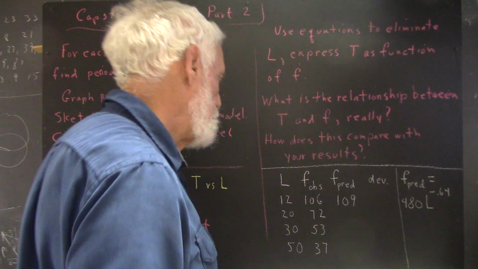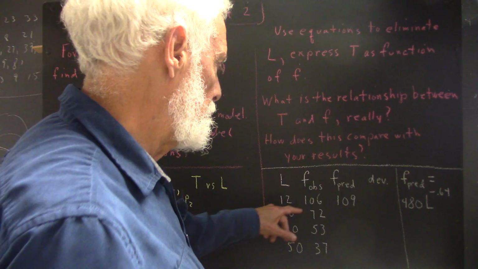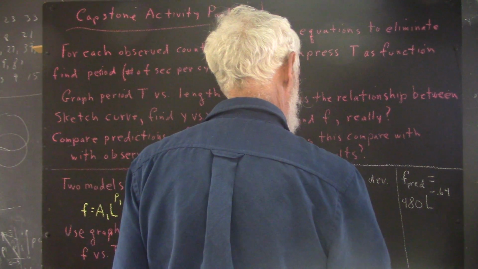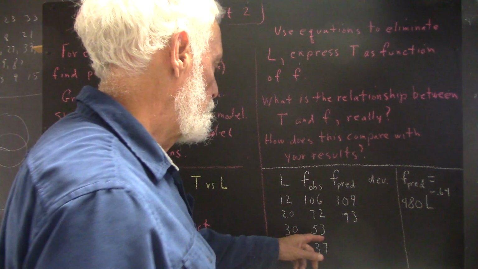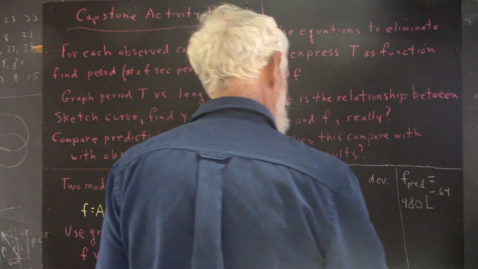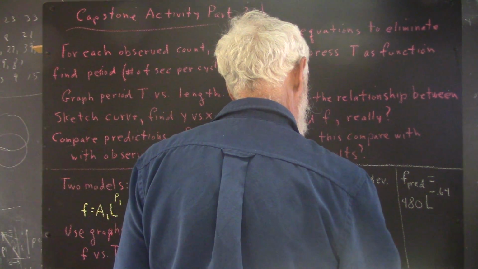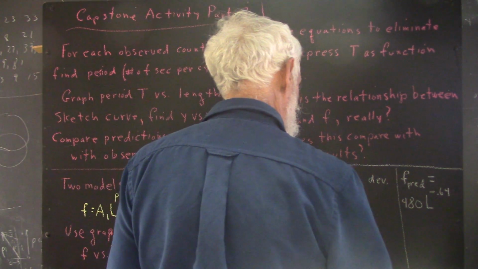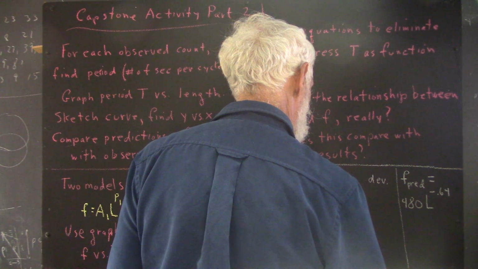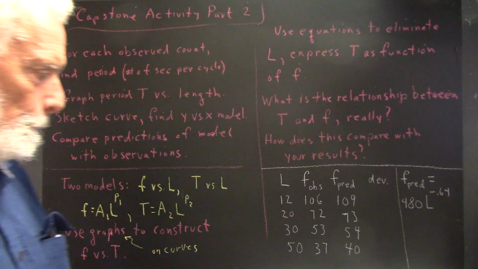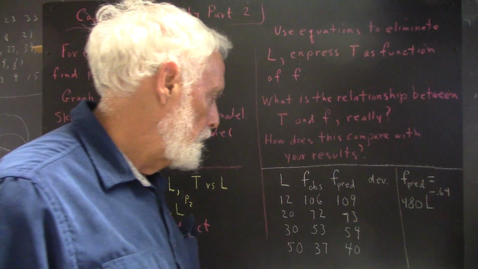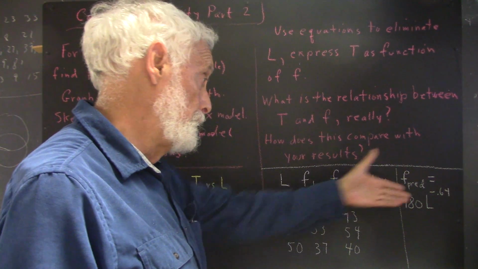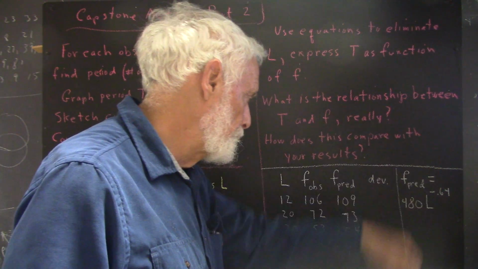Okay, and we plug 20 into the model, and I think that came out like 73. We plug 30 into the model. I think that was 54. And we plug 50 into the model, and I think that came out about 40. Might have been 39. Okay? And of course you can plug into this model and verify these predictions. It's very easy. Just plug in your numbers, use your calculator.